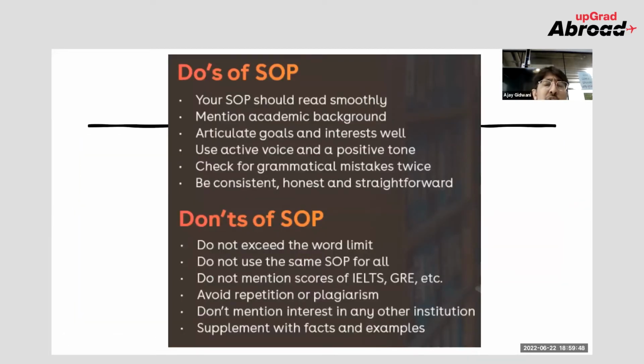Now we are coming to the last slide before we go for question and answers. We are talking about the specific do's and don'ts of SOPs. The do's of SOP: your SOP should be smooth and read smoothly. It should mention academic background, articulate goals and interest well, use active voice and a positive tone, and check for grammatical mistakes twice. Be consistent, honest and straightforward.